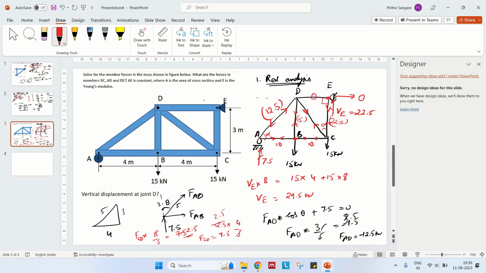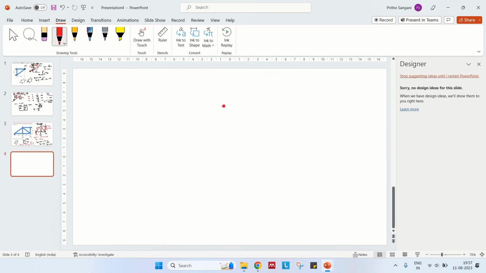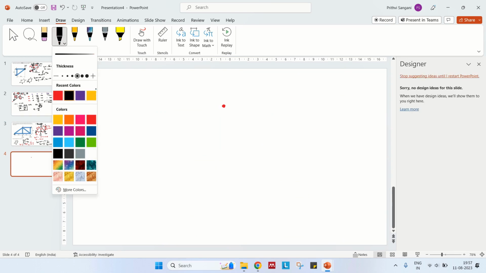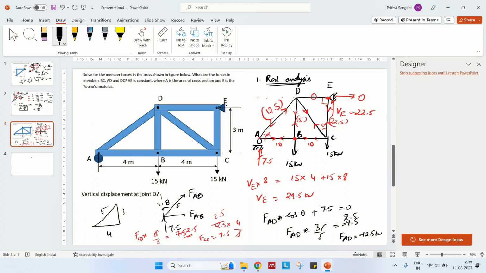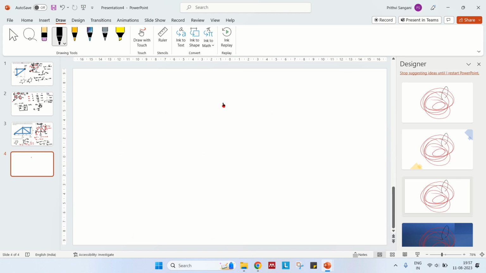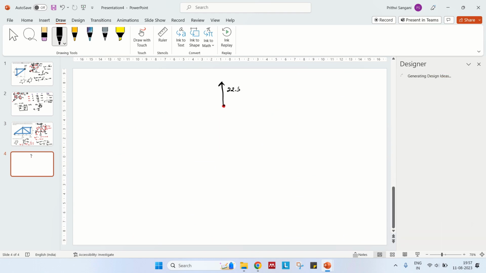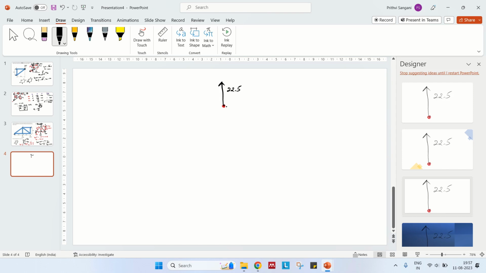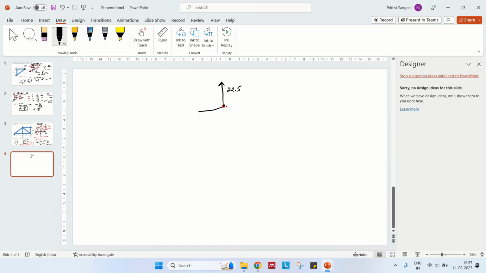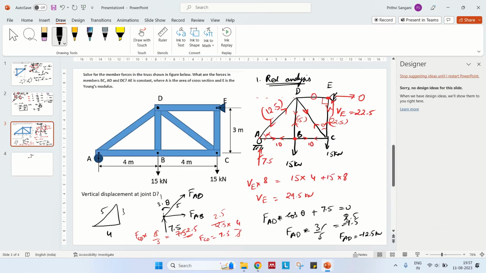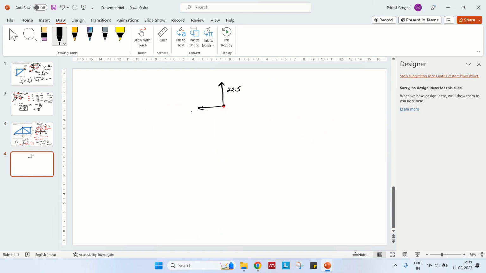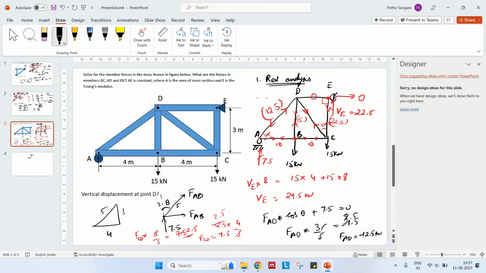So what do we have at this point? Let us take this as joint C. We have CE force as 22.5 in tension. This is the first point. And what about the other one? We have FCE as 10 again, FCE as 10 in this direction. Okay, all right. And we need to find FCD.